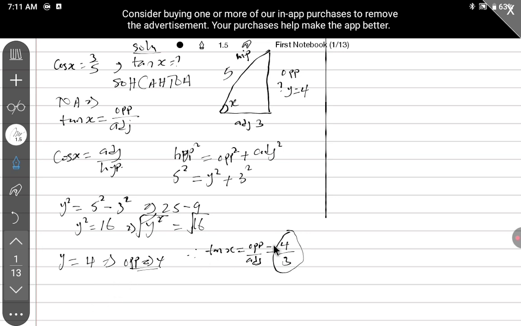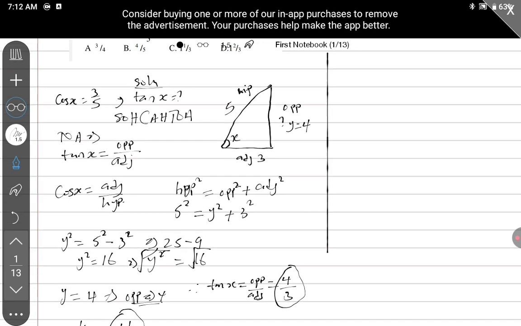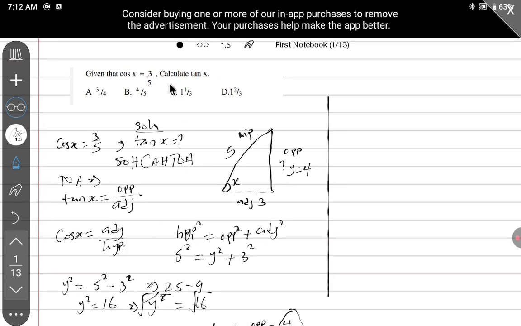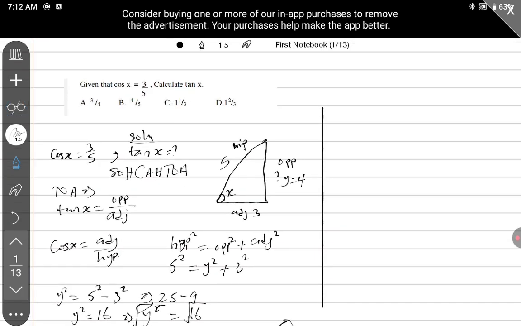How many 3s can you see in 4? It goes in 1 time, with a remainder of 1, that is 1 over 3. So tan s is equal to 1 and 1 over 3. Let's see if we have it in the options. I think we have it. That is option C, so C is the correct answer to this question.